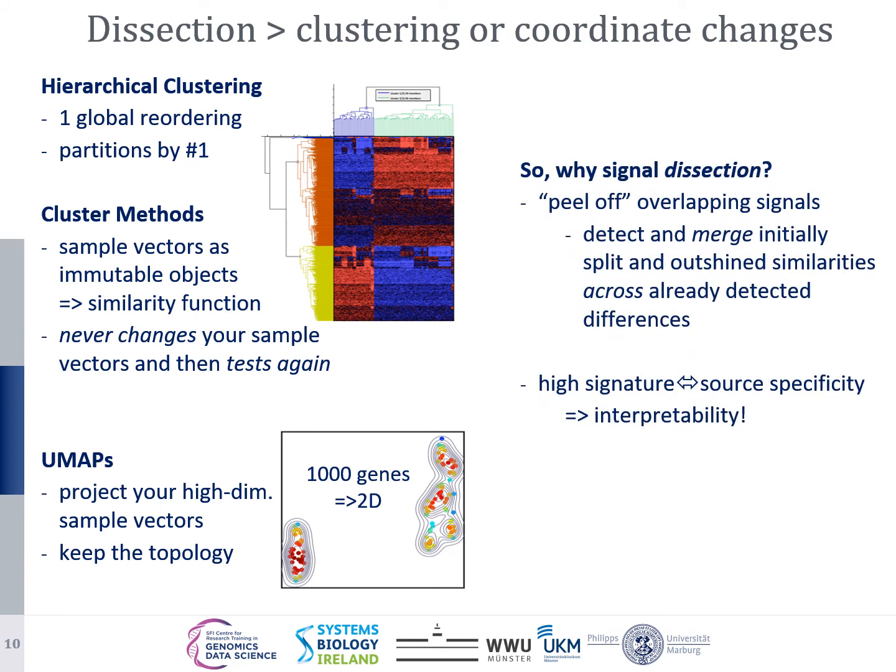So why do we need signal dissection? Well, the idea is to peel off already detected consistent signal parts and then detect and merge initially split and outshined similarities across already detected differences. And the idea or the hope is that this will lead to a higher specificity and correspondence between detected signatures and causal source signals, which in turn will increase the interpretability of resulting signatures, which is key for all biological downstream analysis.